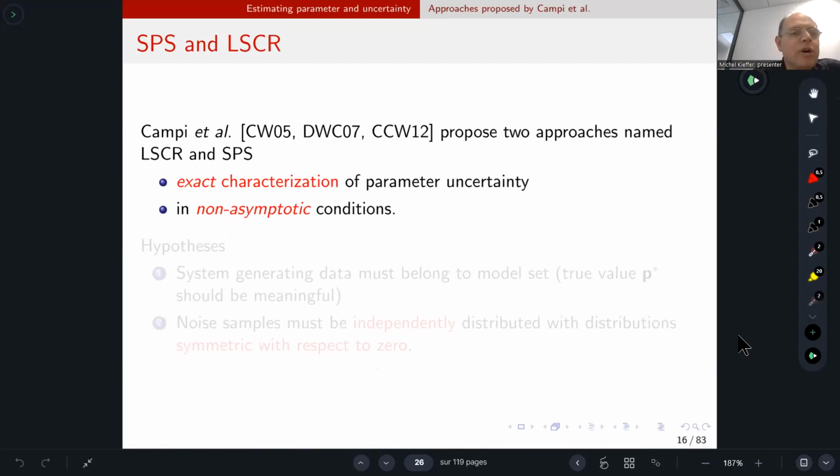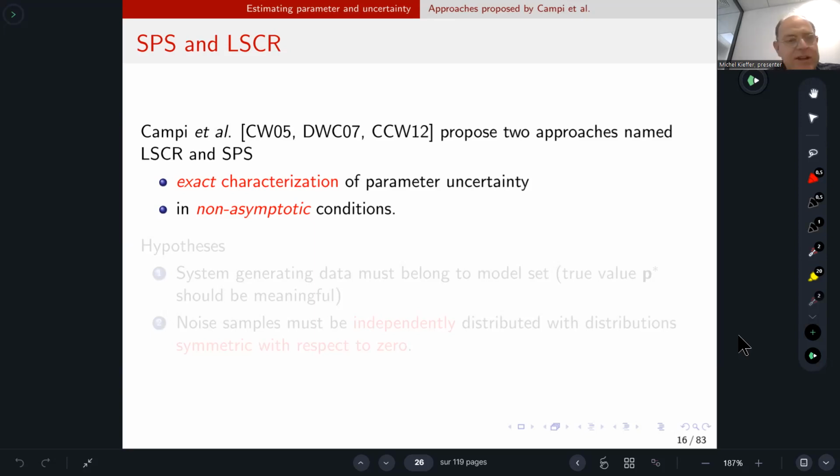I switch now to more recent ways to characterize estimation uncertainty on confidence regions. These are the techniques SPS and LSCR, which were introduced by Campi and his co-workers. And the main advantage of both of these approaches is that you are able to obtain exact confidence regions, an exact characterization of the parameter uncertainty, and also in non-asymptotic conditions, as we have seen in the previous two approaches.